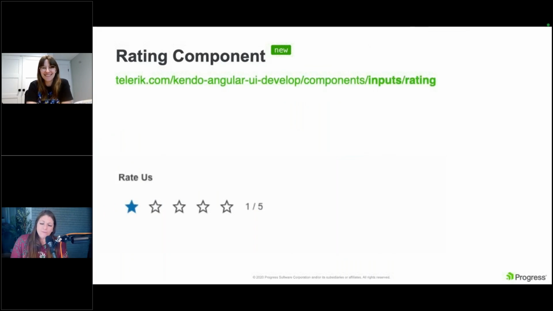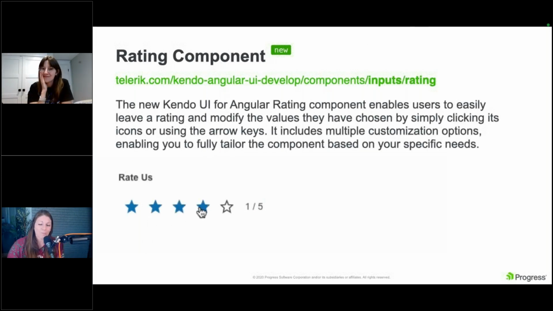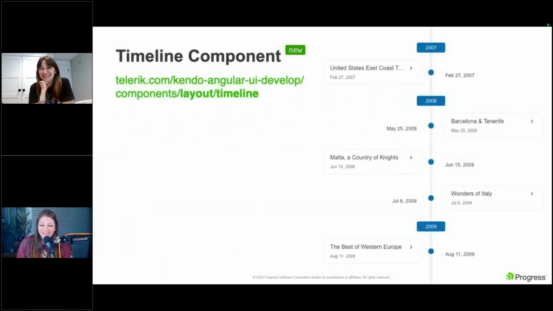So I believe we have 4 brand new components on the Angular side of Kendo UI, the rating component being the first one we're going to talk about. This one enables users to leave a rating, as one would expect, and they can modify it not just by clicking on the icons, but also with arrow keys, and they can select the rating. It includes multiple customization options, which really enables you to tailor it based on your application's specific needs. So I'm very excited about the rating component. We're going to have fun playing around with that one on the 17th. So come hang out with us.